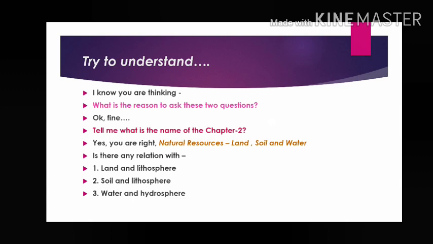Now let us see at first, is there any relation between land and lithosphere? Yes, you are right. Lithosphere means sphere of land or sphere of soil. That means if we want to get the land resource, we have to go to which sphere of the Earth's environment? That is lithosphere. Likewise, if we want to get the soil resource, we have to go again to the lithosphere. And if we want to get water, then we have to go to which sphere? That is hydrosphere. So is it clear now why I have asked how many spheres are there?